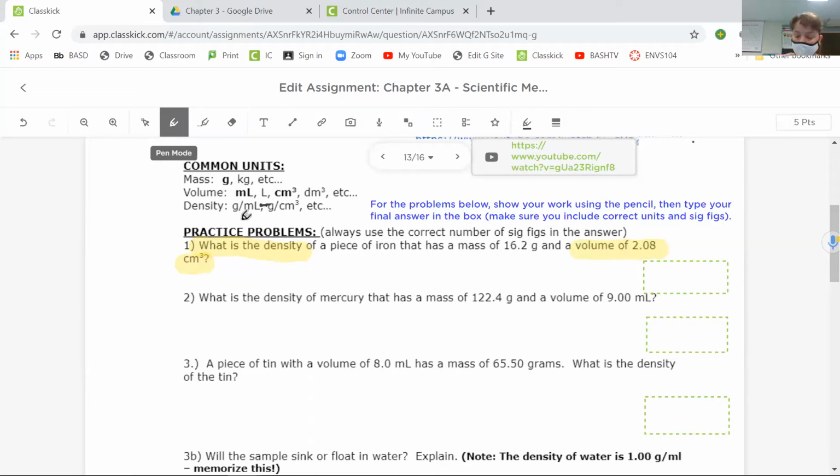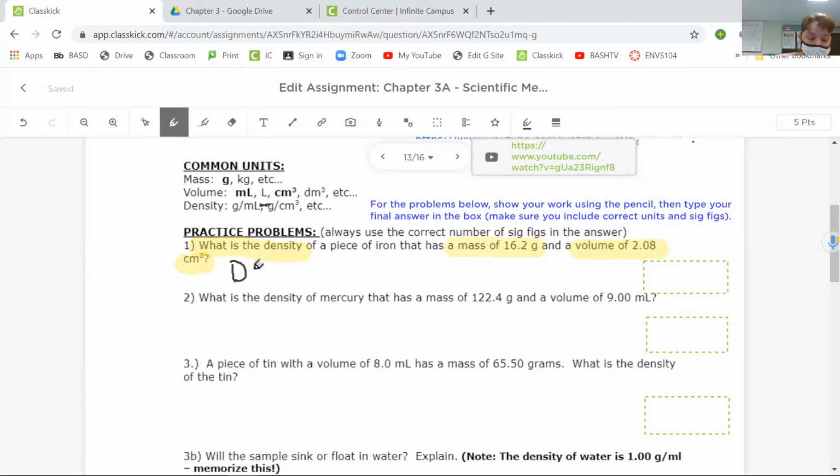I've highlighted the important pieces here. Okay, it's saying what is the density of a piece of iron that has a mass of 16.2 grams, volume of 2.08 centimeters. So we can see here that we know our mass and we know our volume. That means we are trying to find density. So the first thing we have to do is figure out which formula we're going to use.